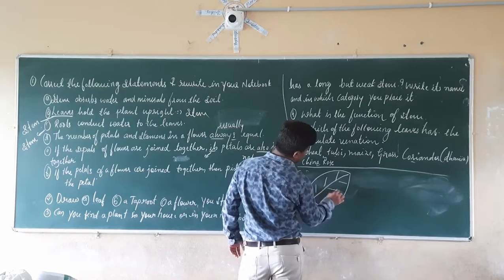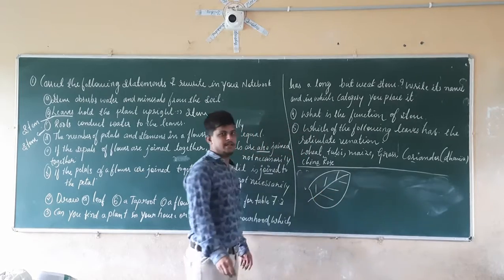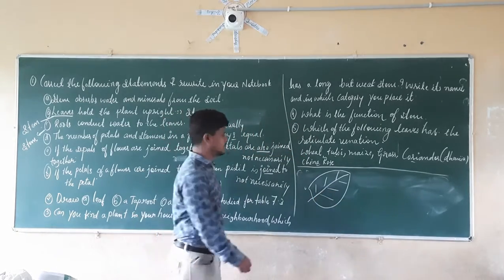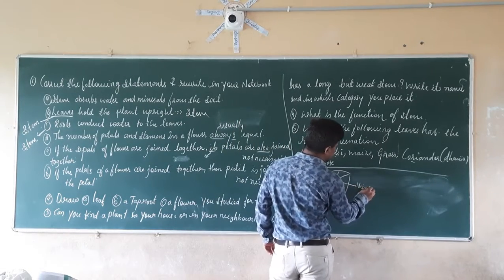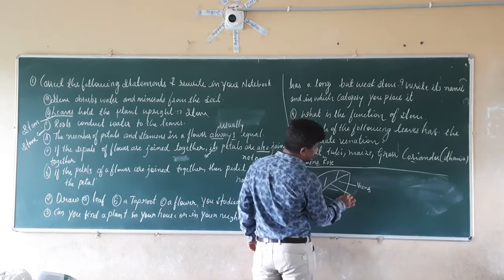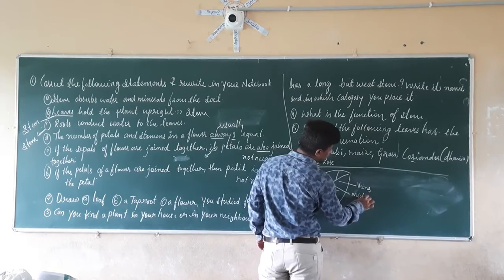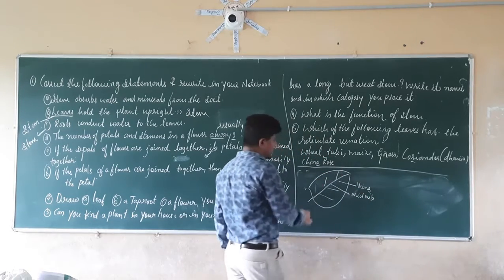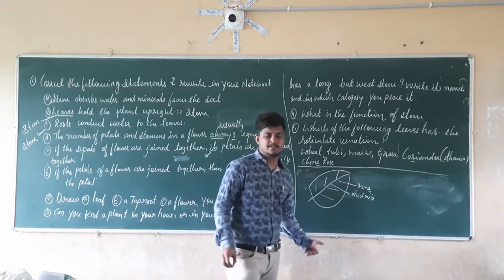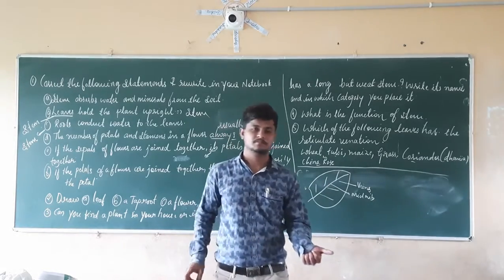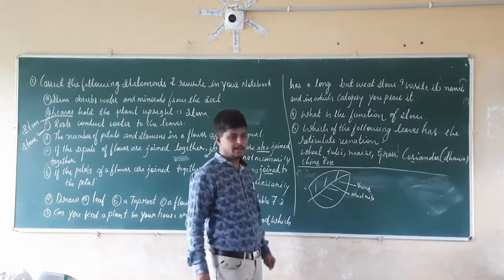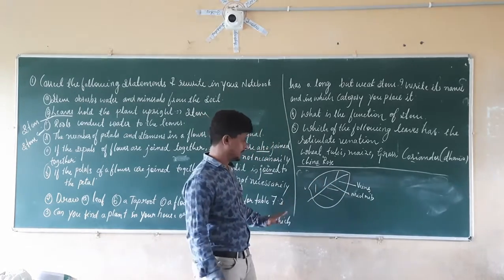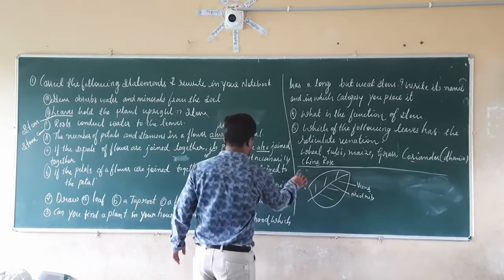So this is the structure of the leaf, which is showing the reticulate venation. These are the veins. This is the midrib. And all this greenish part is nothing but the lamina. So this is the general structure of a leaf. So it is the answer A.